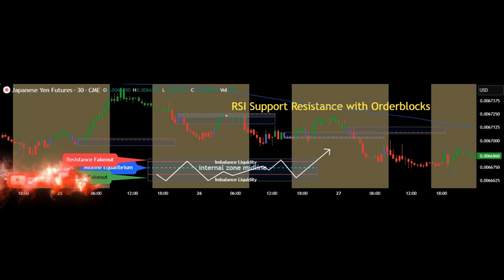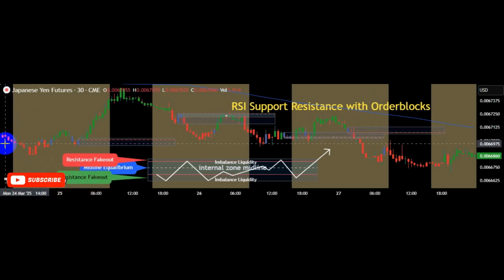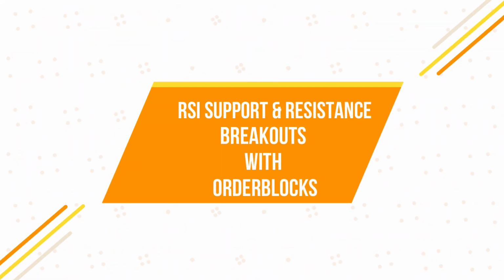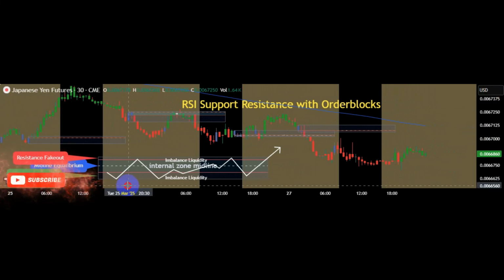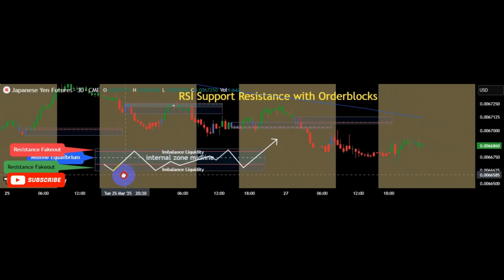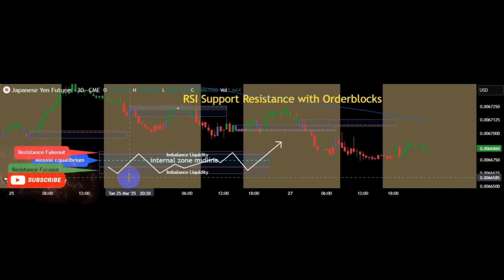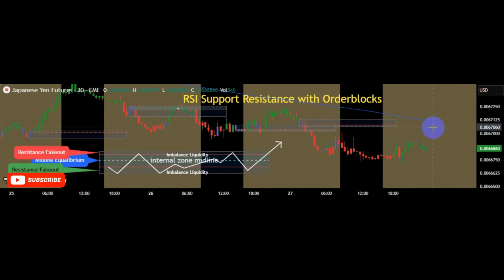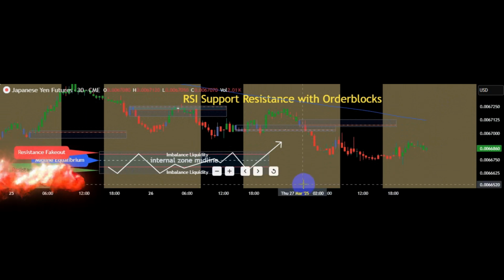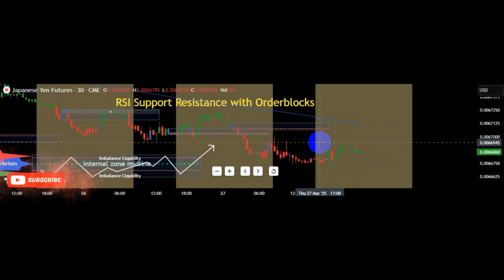In this video, we're diving deep into a tool that could totally change the way you look at the markets. It's called RSI support and resistance breakouts with order blocks. Quite a mouthful, I know, but don't worry. I'll break it down in the simplest way possible. This tool is like a compass that shows you hidden zones of support and resistance, but here's the twist, it works off the RSI dynamically. And trust me, once you understand how it works, you'll never look at market structure the same way again. So sit back, relax, and let's get into it.